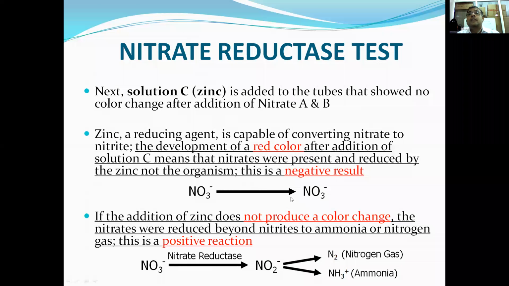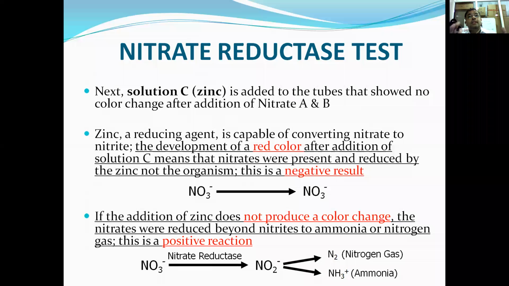Okay. Now the second scenario is, even if you are adding the zinc and there is no production of color, that will indicate that your original broth does not contain nitrate. Nitrate is already reduced to nitrite or beyond nitrite, like ammonia and nitrogen gas. So that's why nitrate is not present, and even after addition of zinc, there is nothing to reduce, and that's why it will not give color. In such cases, we consider it a positive reaction. So this you have to remember.